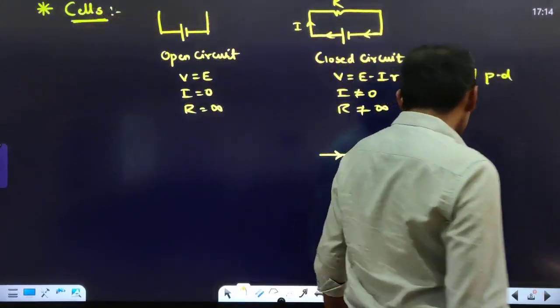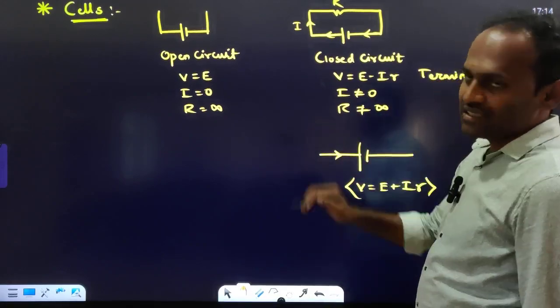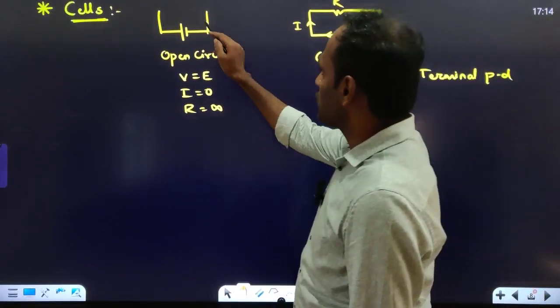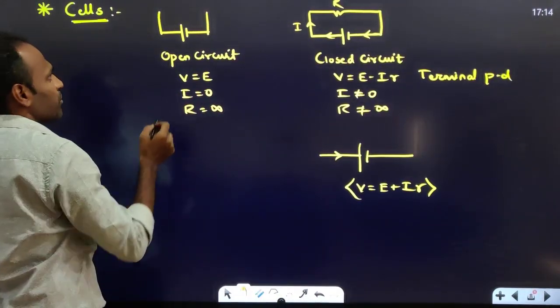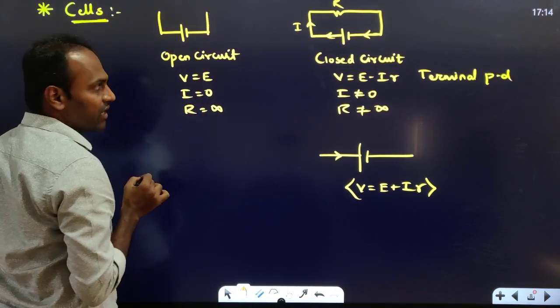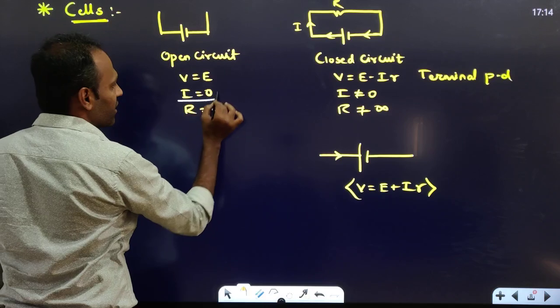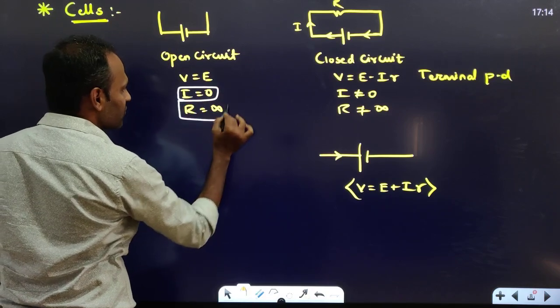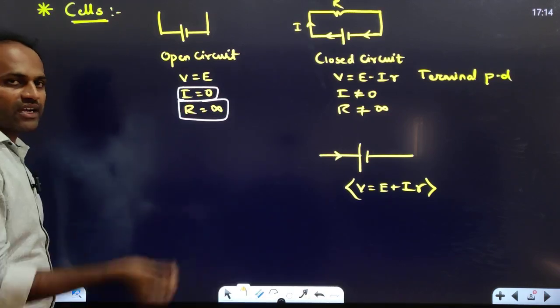Okay, next we'll go for further concept now. Cells related concept. See, this is open circuit. Why it is called open circuit? Because there is no continuous connection from positive terminal of the battery to the negative terminal of the battery. So open circuit ittandre atrolage current namaga zero irtadri. Current zero idre resistance infinite irtadri. So resistance is infinite, current is zero.